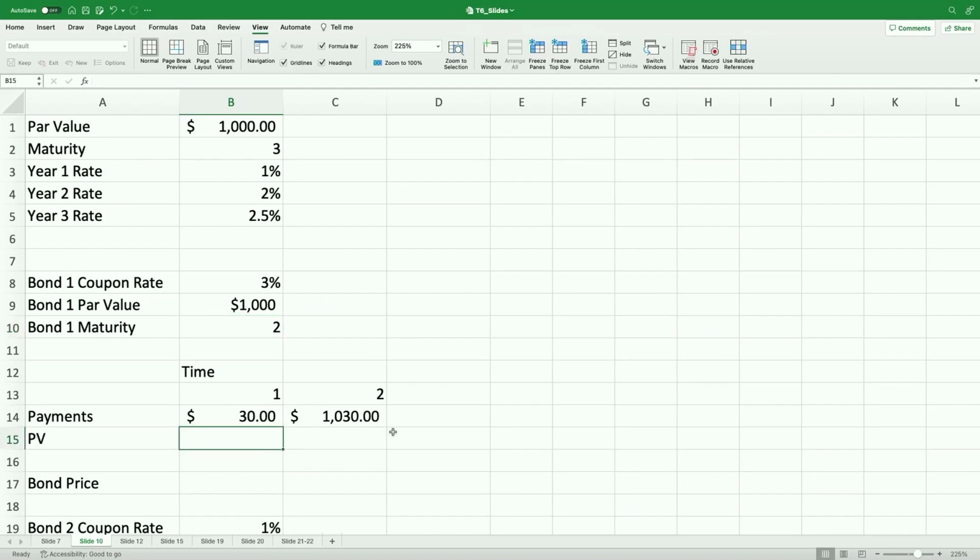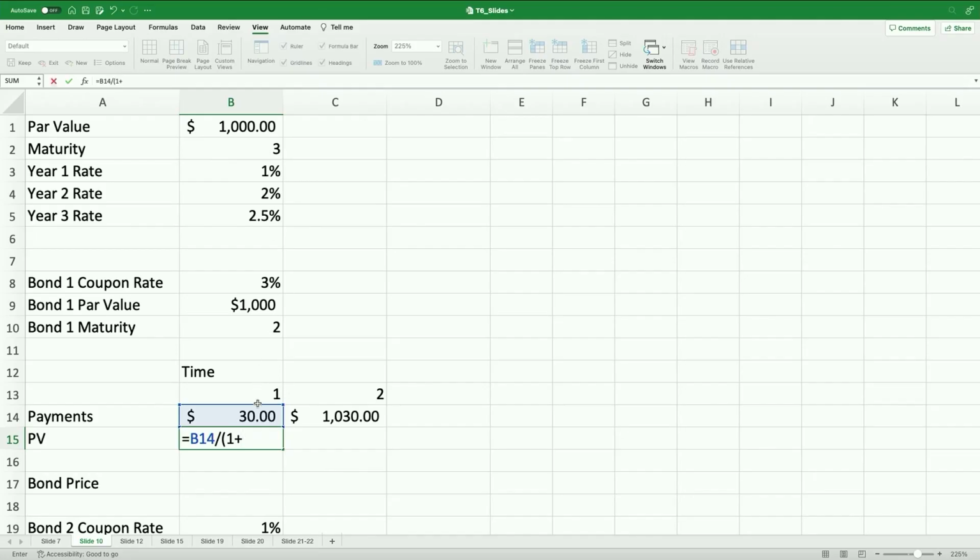Okay. To find the bond price, we need to discount those cash flows back to today. So the first one, the $30 one, I'm going to discount it back to today. Now here's where it gets interesting. Before, I just had one discount rate, right? In the Excel spreadsheet, I have something like discount rate or interest rate, and I would just use it. But now I need to match the spot rate to this cash flow. This cash flow arrives at time 1, so I need to discount it by the time 1 spot rate, which is 1%. Does that make sense?